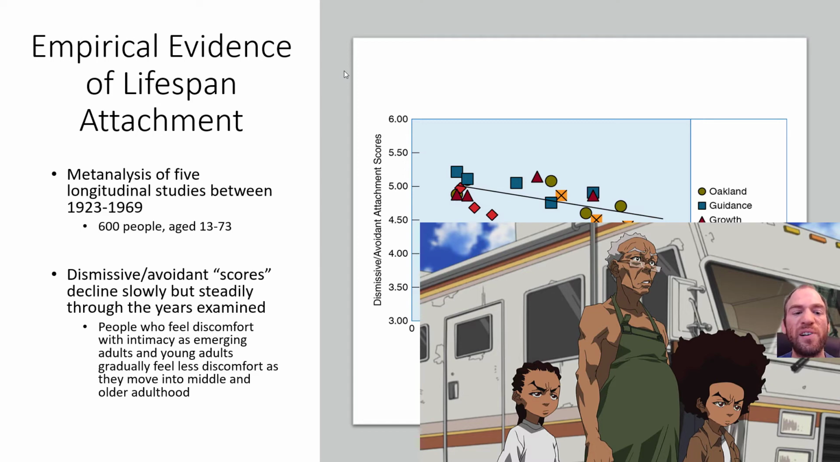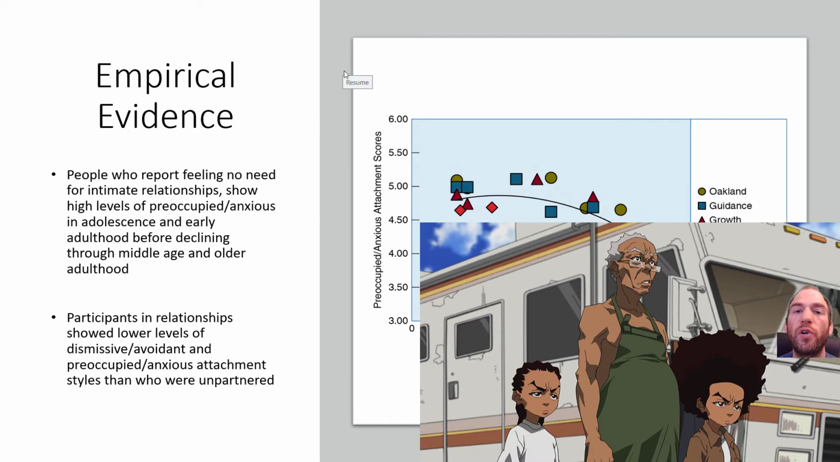And dismissive avoidant, being straightforward here, is the idea that you're dismissing or avoiding the need for intimacy. You're dismissing the need for relationships, the idea of, oh, I'll do it myself. I'm completely self-reliant. These longitudinal studies had found that that feeling of dismissive avoidance attachment declines as people move to middle and older adulthood.